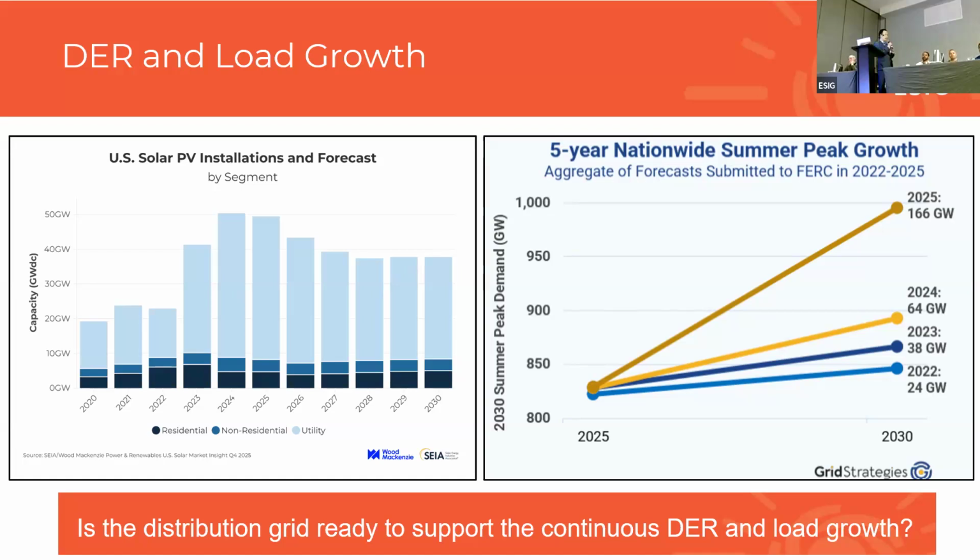But if both of the curves just tell us one message, the grid will have more DRs. We will see more load into the grid. And for a lot of the DRs and the electrification, the distribution grid will be the first line to get them integrated. So the quick question here is, is the distribution grid ready to support the continuous DR and the load growth? If we have a shortage of the capacity, what should we do?